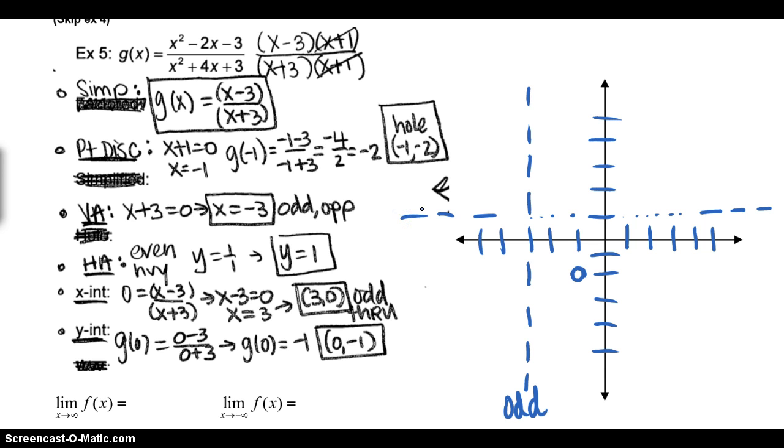So our end behavior is going to approach y equals 1. Then we have an x-intercept at 3, 0, and it is odd, so it will go through this x-intercept right here. Then we have a y-intercept of -1. Okay, so you should have all this on your paper. So let's see what's going on here.